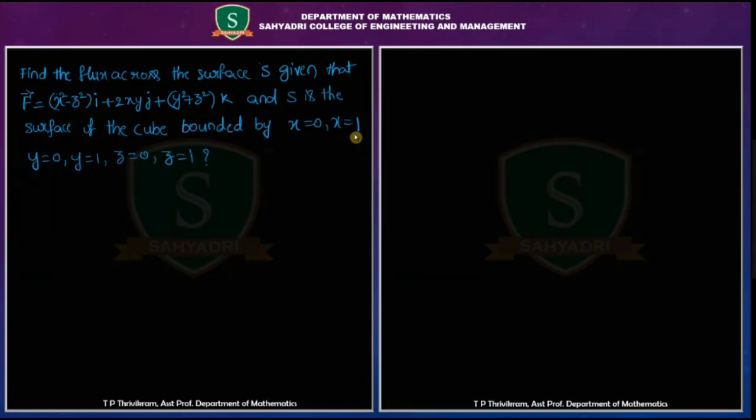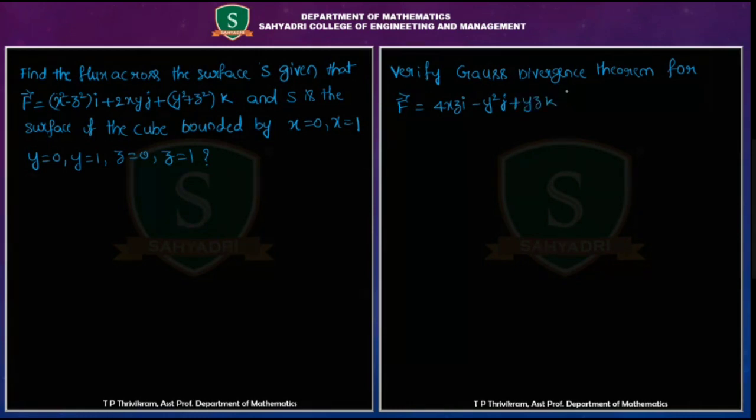Similarly, one more problem of a similar kind is there. Here we need to verify the Gauss divergence theorem for F equal to 4xz i minus y² j plus yz k over the unit cube.